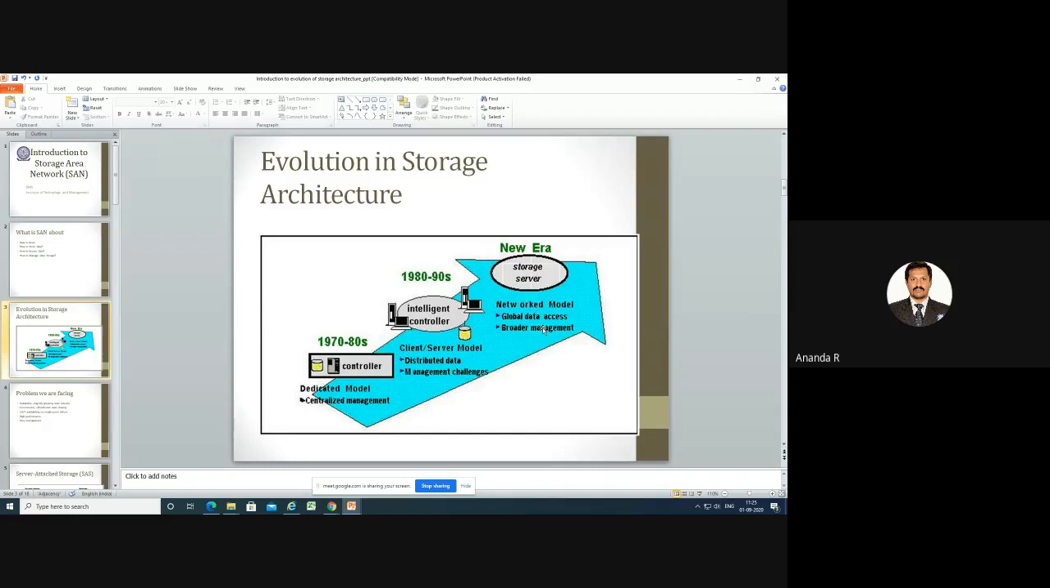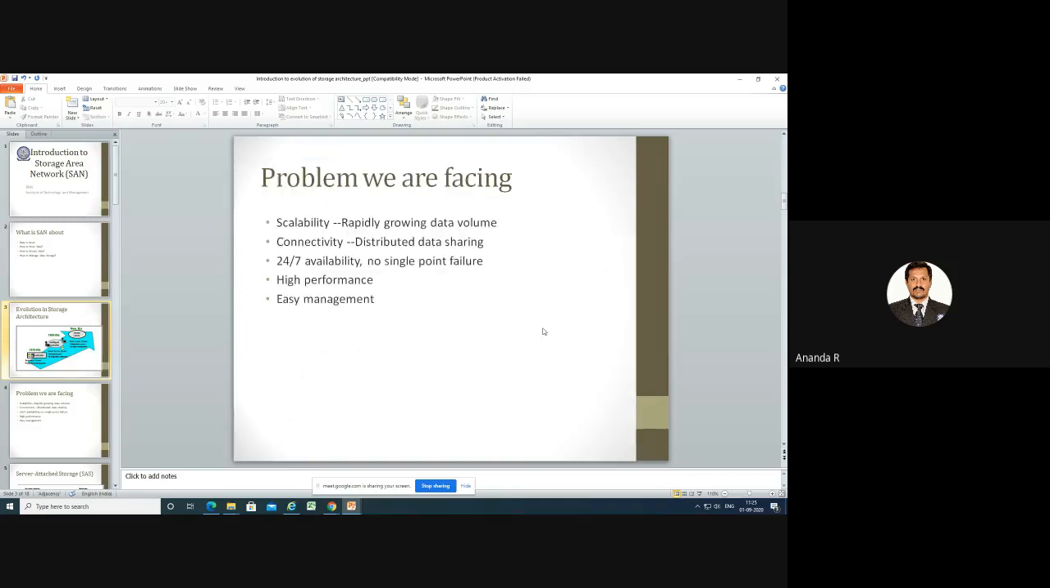Every day there is a change, every day new technology is coming, new things are introduced. Now we go to the next one, the problem we are facing. What is the problem? Why are we focusing on, or switching to, this storage area network? As I said, it is because of the demand, the need, the requirement of the different kinds of applications which we are using.